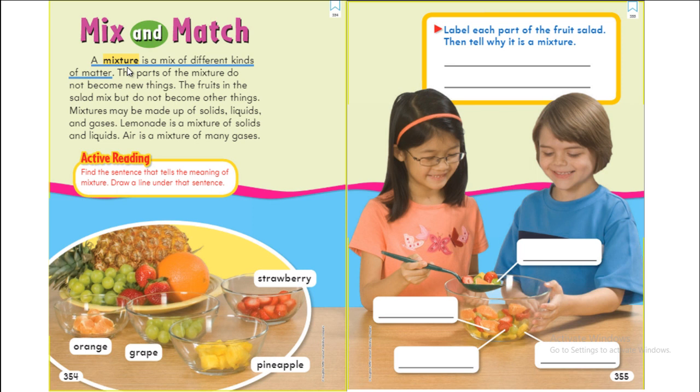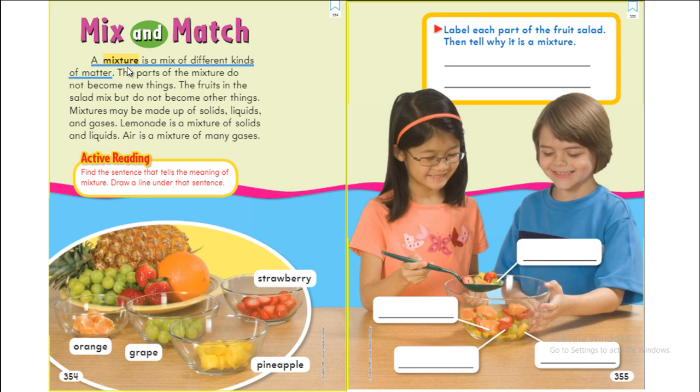Mixtures may be made up of solids, liquids, or gases. And these are the three states of matter that we took before. Sometimes you can mix solids with solids, like strawberry with grapes, with orange, with pineapple. These are solids. Or we can mix them with juice. I can put some juice with them. It's gonna be yummy. So I can mix solid with solid, solid with liquid, or liquid with liquid. I can do whatever I want.